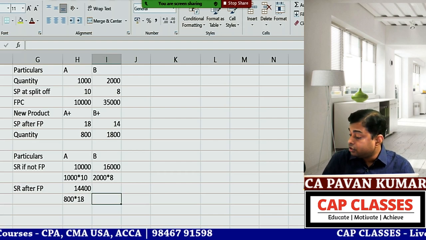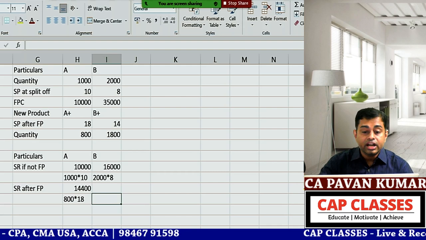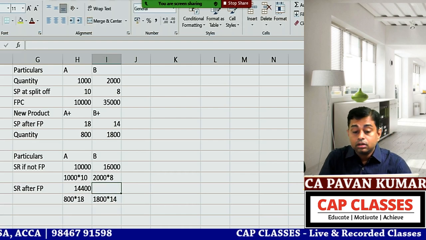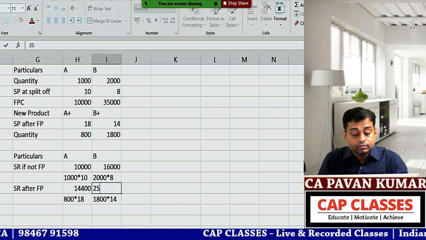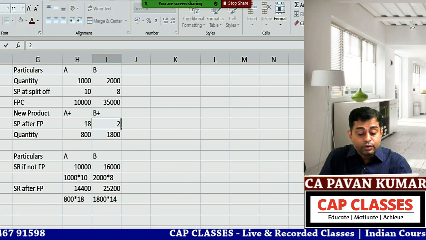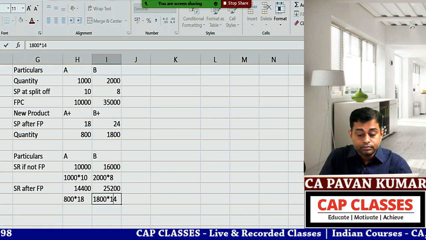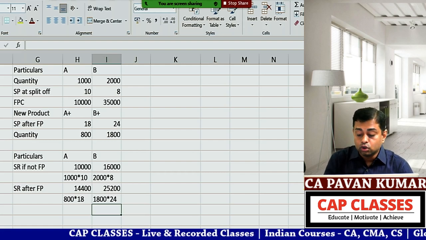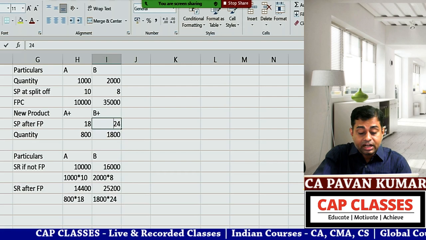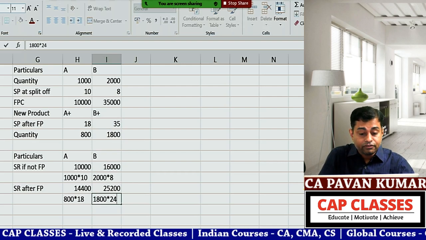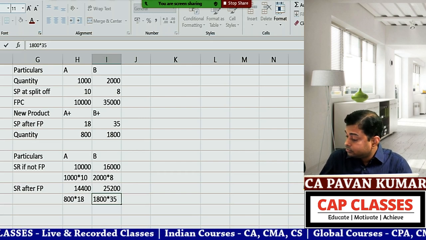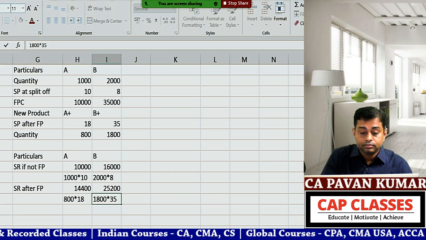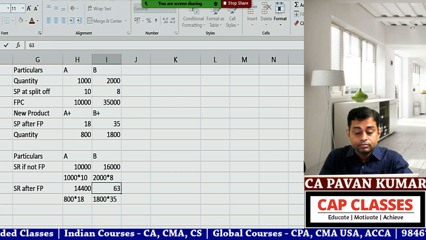Here, how much? 1,800 into 14, 25,200. Or we'll take this as 24, so 1,800 into 24. No, take 35. It is a random example, it will happen like this only. Take 35. So 1800 into 35, 63,000.